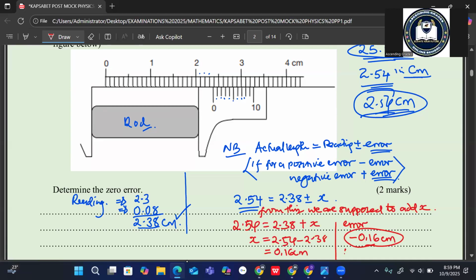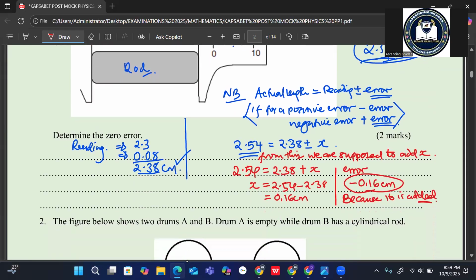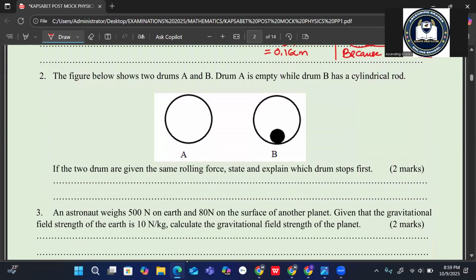Why? Because it is added. Or the other way is that you can see where the zero mark of the main scale is. It means that it is already making a reading ahead. So you have a negative zero error. Now we can proceed to question 2.